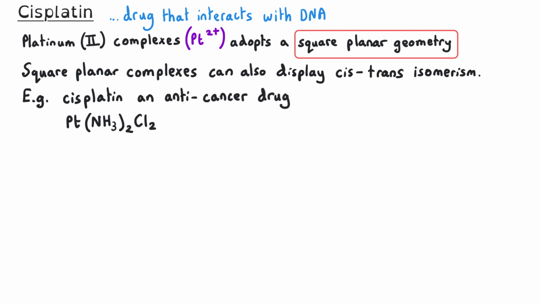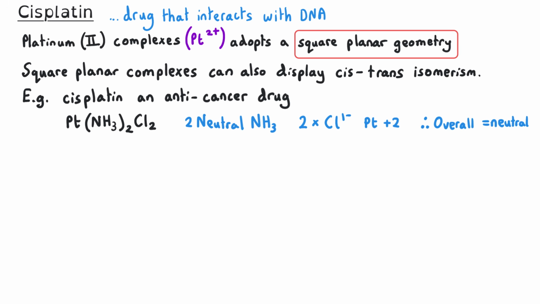It has the formula Pt(NH3)2Cl2. Which means that there are 2 neutral ammonia ligands and 2 negative chloride ligands. And the platinum ion has a +2 charge, and so therefore overall this complex is neutral.